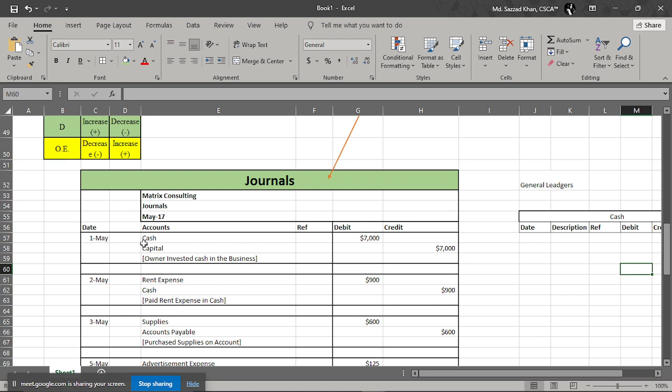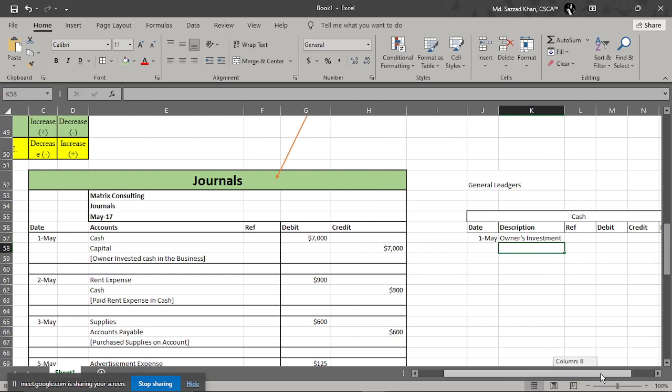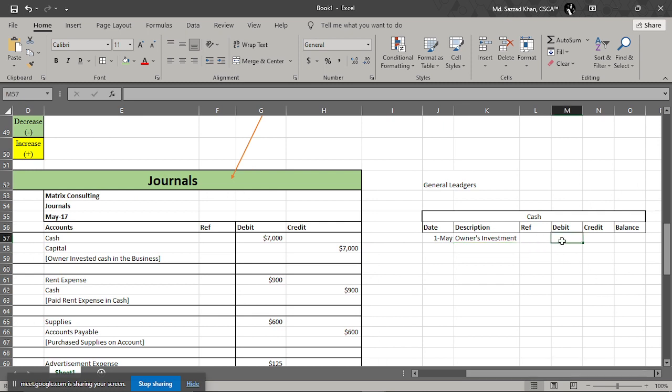May 1st, as we are considering the cash account, we will only be interested in the cash. So in May 1st, we will see some cash going up or down or whatever it is. So we write May 1. All right. Description. In description, what do we write? Owner invest. All right. In the reference, we don't have any reference, so we'll skip it. And was it a debit account?